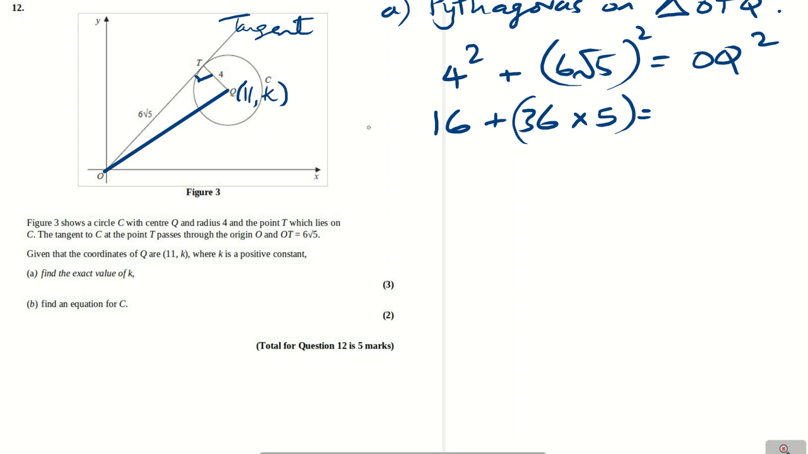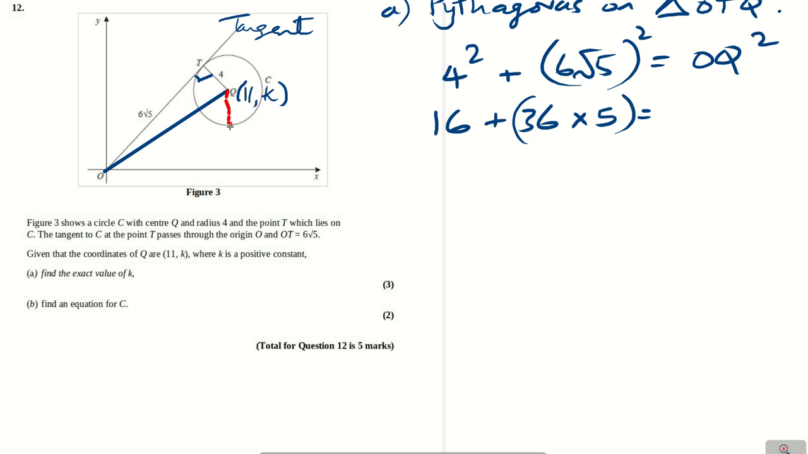Now what's happening with OQ? If we look at OQ, how do you find the length of a line? Well, we look at the difference between the x and the y coordinates of O and Q, and we square them and add them. Or another way to do it is to think about it as if we're just making another right angle triangle. So we can just imagine it like this.